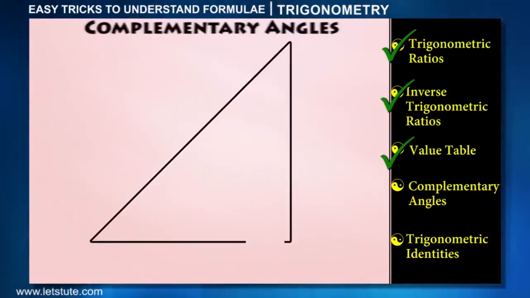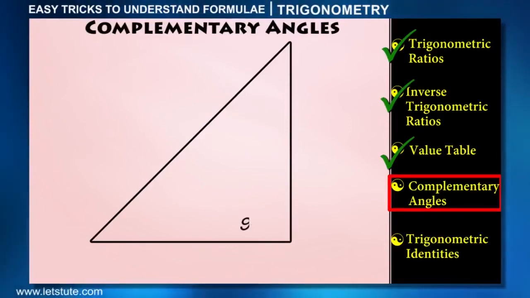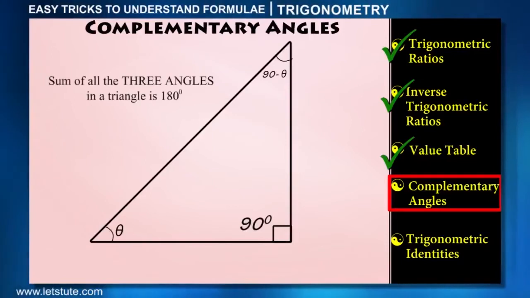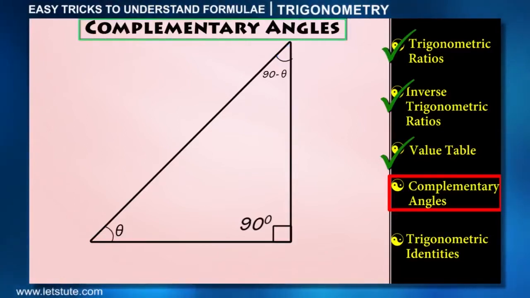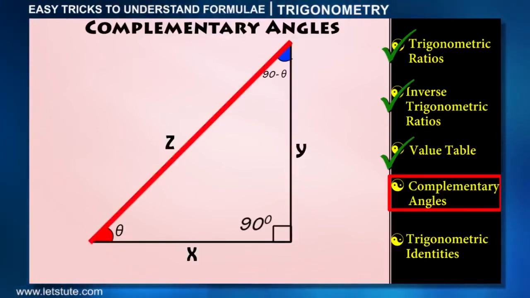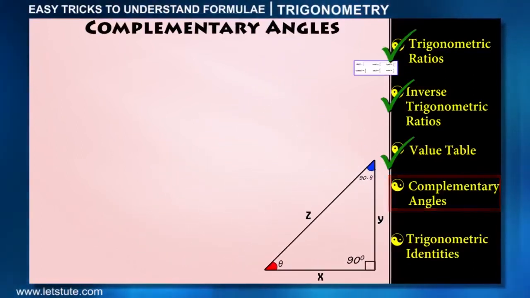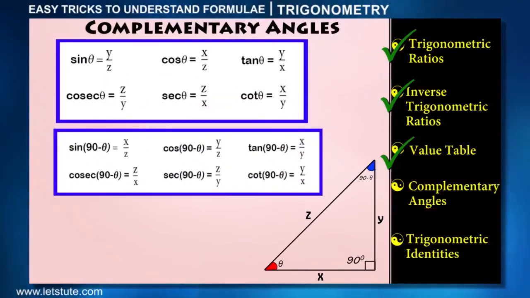We know a right angle triangle has one fixed angle of 90 degrees. So it is very much obvious that the sum of the rest two angles must be 90 degrees. Therefore, those two angles are called complementary angles because they complete a triangle. Let's now give some values to its sides x, y, z. And we also write the 6 trigonometric ratios for both the angles theta and 90 minus theta.